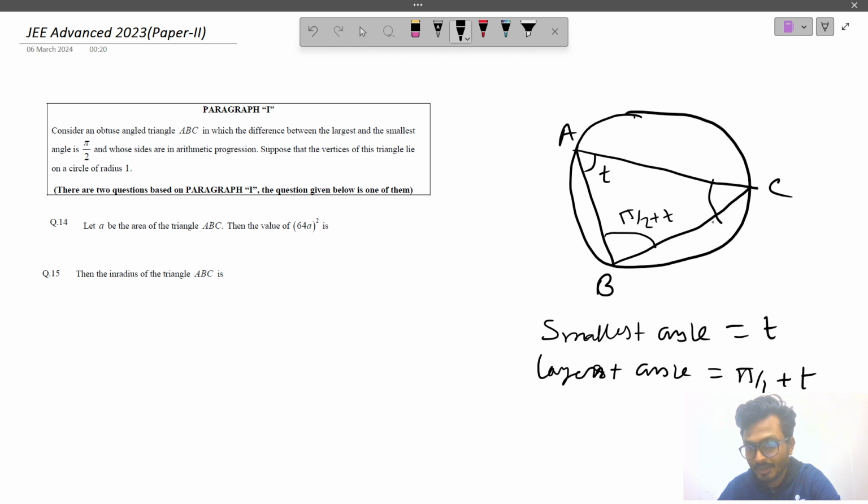Then what will be this angle? This is the smallest angle, angle A, and this is the largest angle, angle B. And what will be angle C? Angle C will be pi minus t minus pi by 2 minus t, so this will be pi by 2 minus 2t.